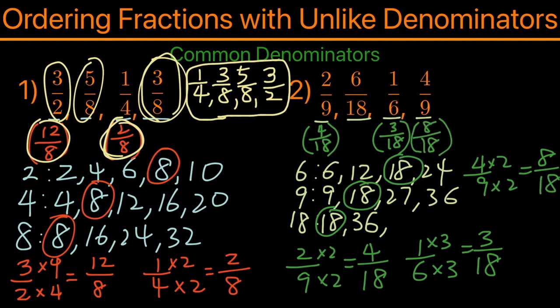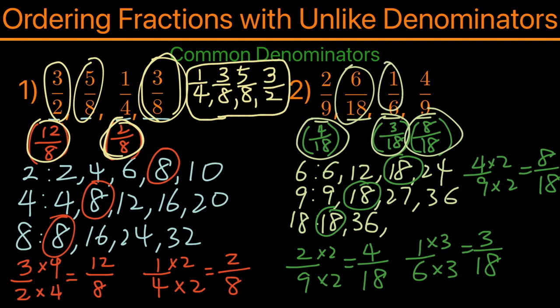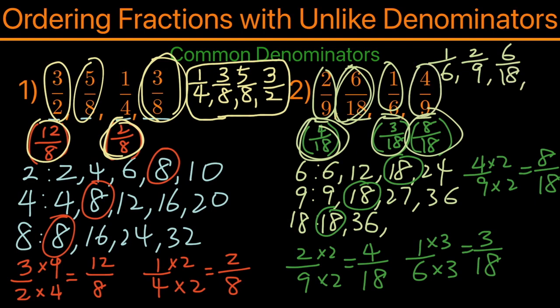So now we're going to go ahead and do the comparison between the 4 fractions. And the 4 are here, here, here, and here. The smallest number will be 3/18, which is 1/6. So we're going to put 1/6. Next would be 4/18, which is 2/9. And the third would be 6/18. And last would be 8/18, which is 4/9. And this would be the final answer.